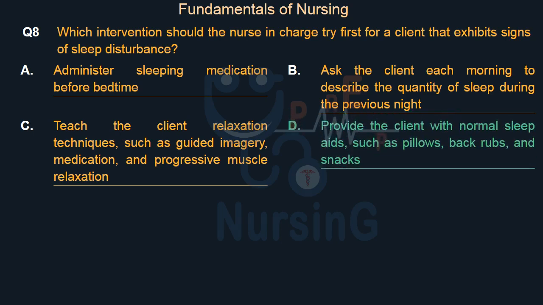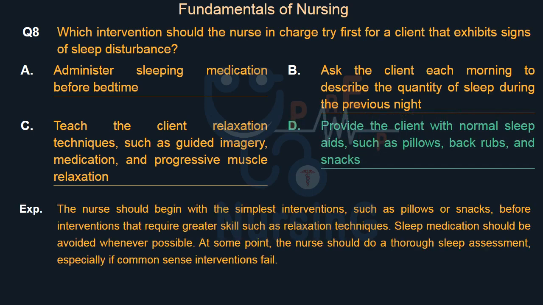Provide the client with normal sleep aids, such as pillows, back rubs, and snacks. The nurse should begin with the simplest interventions, such as pillows or snacks, before interventions that require greater skill such as relaxation techniques. Sleep medication should be avoided whenever possible. At some point, the nurse should do a thorough sleep assessment, especially if common sense interventions fail.